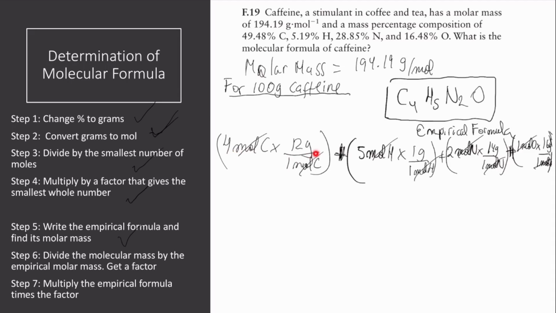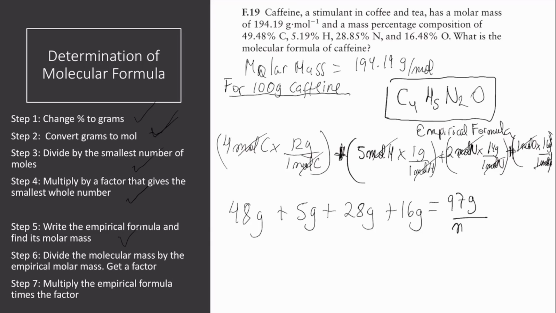Multiplying 4 times 12 gives us 48 grams. 5 times 1 gives us 5 grams. 2 times 14 gives us 28 grams. And 1 times 16 gives us 16 grams. Adding all of these together, we get 97 grams, and this is per mole of this empirical formula. Okay, let's move on to the next step. For step 6, we divide the molecular mass by the empirical molar mass, and we get a factor.